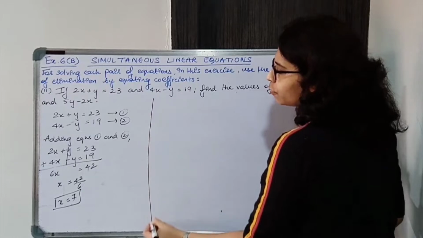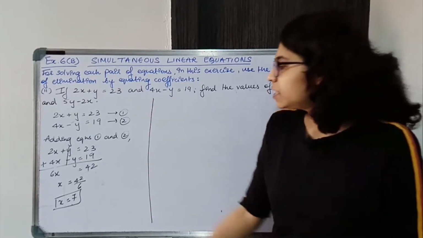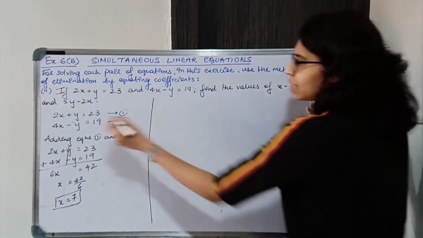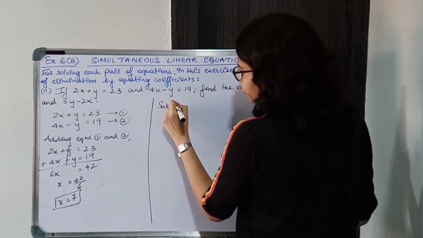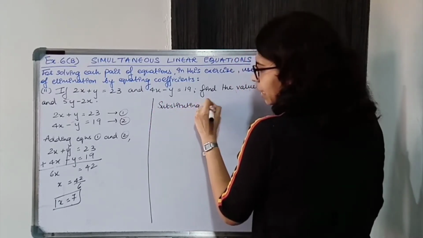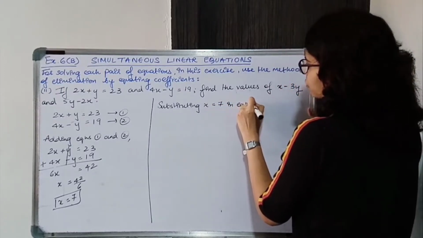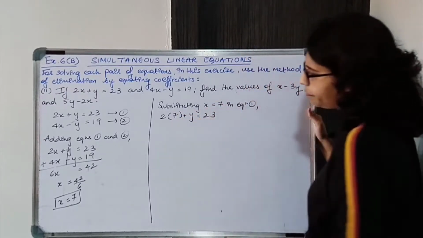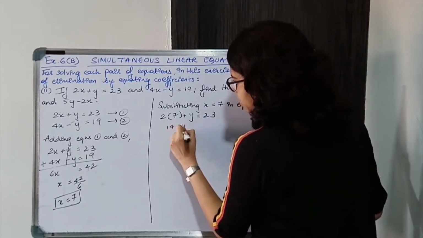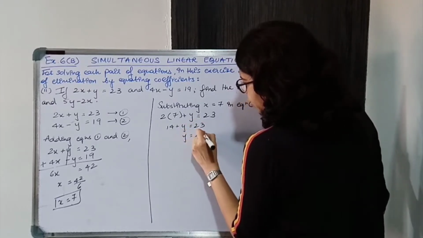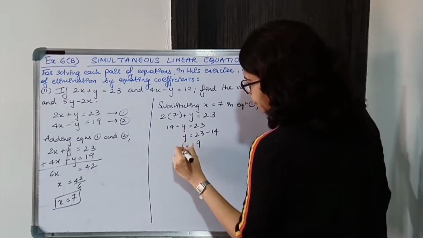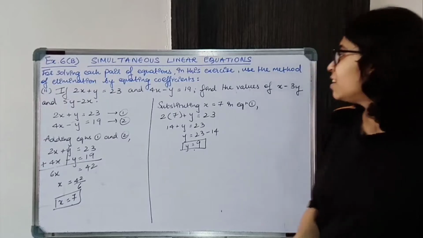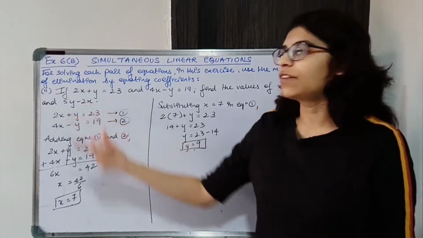Now we have to find the value of y. So fourth step, we will substitute the value of the variable in either of the given equations. So I'll substitute in the first one. So substituting x equal to 7 in equation 1. So 2 into 7 plus y is equal to 23. So 14 plus y is equal to 23. So y is 23 minus 14. That is y is 9. So we found the values of x and y. Very easy. Now we have to find the value of x minus 3y and 5y minus 2x.